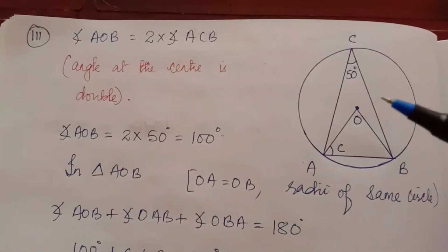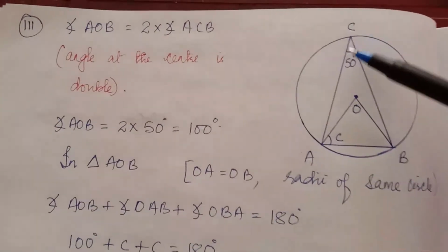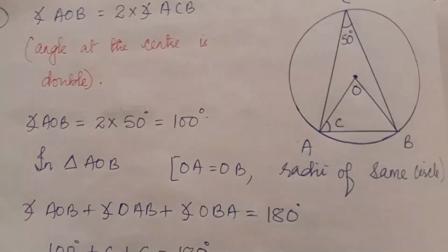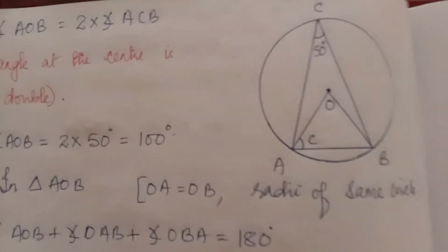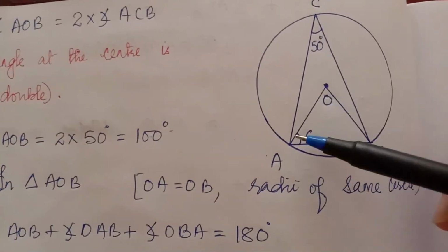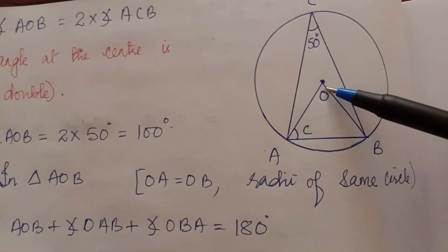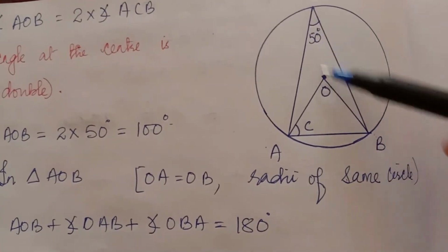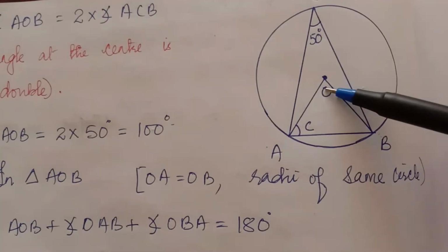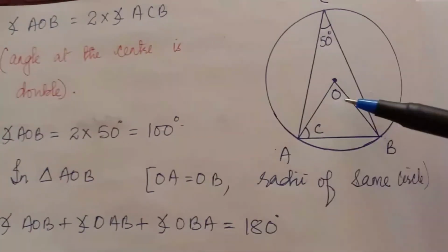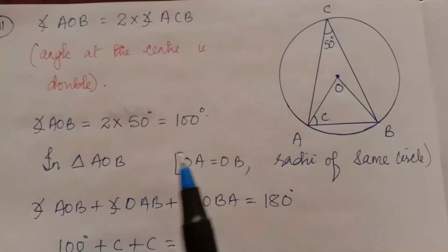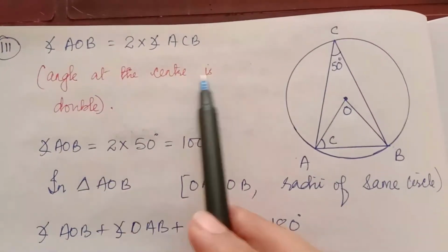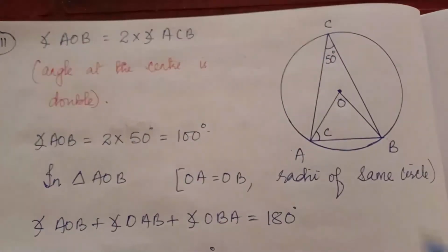Now in question number 3 we have to find the value of C. Here it is given 50 degree, right? And we know angle at the center is double. See their endpoints. Endpoints of angle 50 are here, and endpoints of this angle are also AB here. So the relation between these two angles is angle at the center is double. If this is 50 degree, this will be 100 degree. So you have to write here the reason: angle at the center is double, so 100 degree.